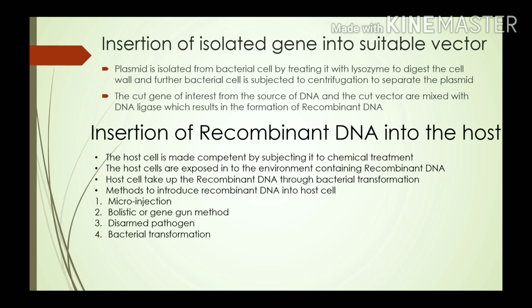Next one is disarmed pathogen. In this method, the disarmed pathogen vector is allowed to infect the cell. Then there is a transfer of recombinant DNA into the host. Means the inactive pathogen vectors are allowed to infect the cell. Then there is a transfer of recombinant DNA into the host. And the last one is bacterial transformation.